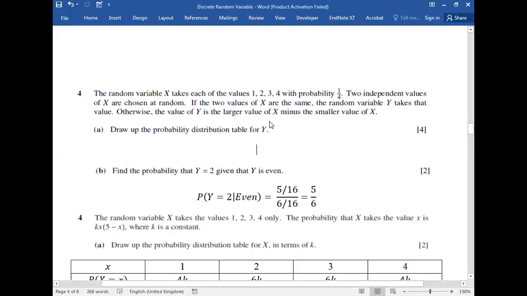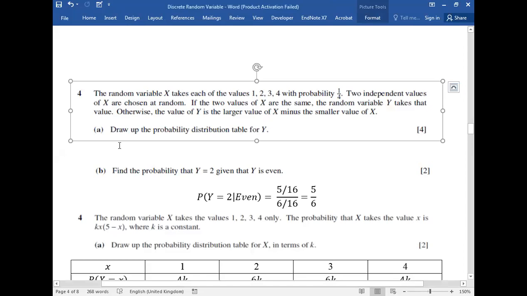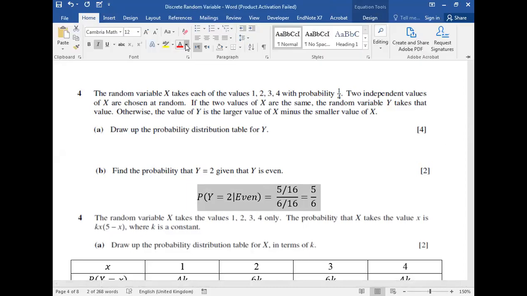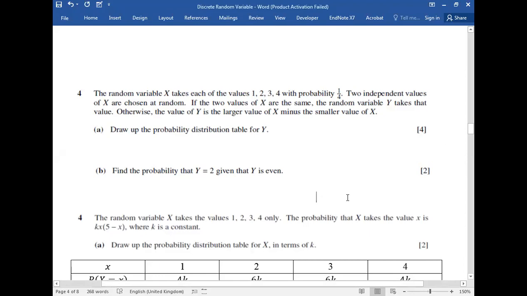So new booklet ka page 47. Let's have a look at this question from discrete random variable. The random variable x takes each of the values 1, 2, 3, and 4 with probability 1 over 4. That means the probability for every value occurring is the same.